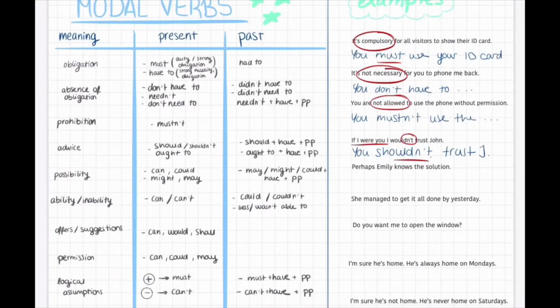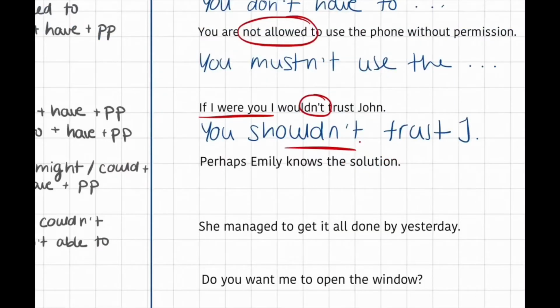Now, for a possibility, we use can or could, might, and may. And in the past, we use may, might, or could with have and the past participle form. Okay, so a possibility. In the rephrasing, it will probably be indicated by a word such as perhaps. So, perhaps Emily knows the solution. So, Emily may or might or could or can know the solution.